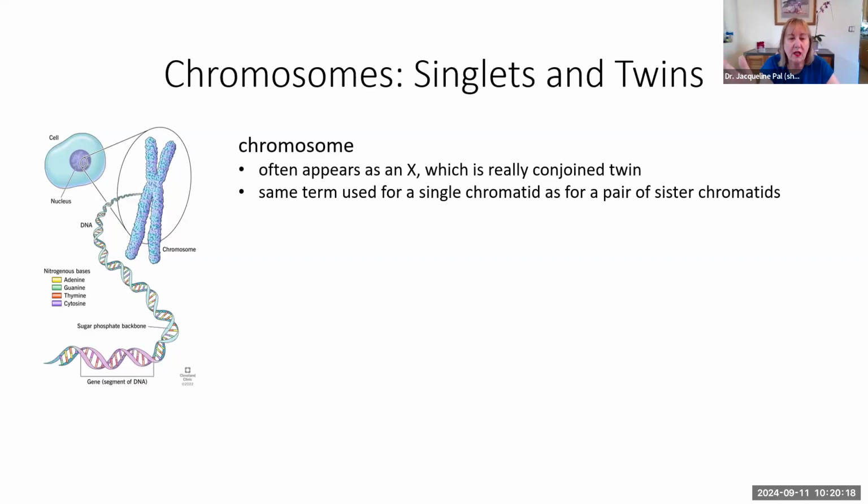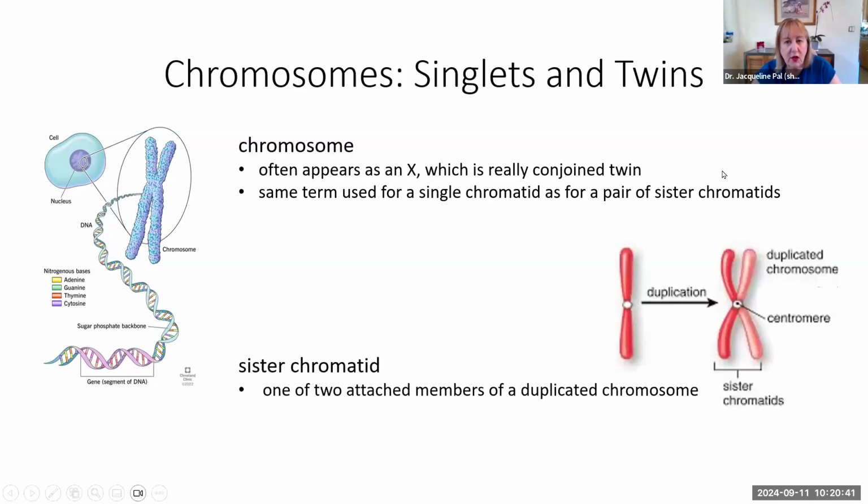Now, we have a terminology problem in science in that we use the same word chromosome for what could be considered a singlet as well as what could be considered a twin. Because when people look at this X-shaped thing, we call that a chromosome. It's really, think of it like a conjoined twin. So this single thing right here, that's a chromosome. And when that chromosome gets duplicated, that gives you the X-shaped thing. So a duplicated chromosome, we also call a chromosome.